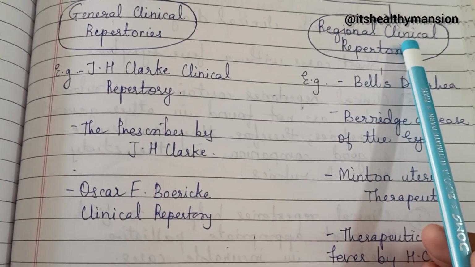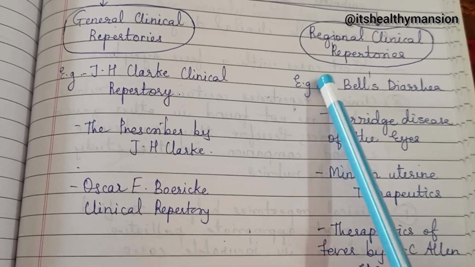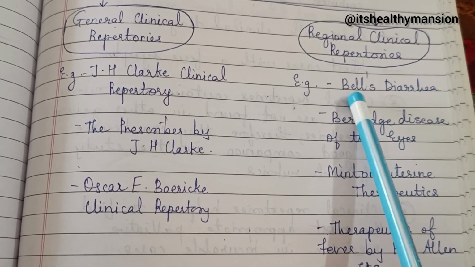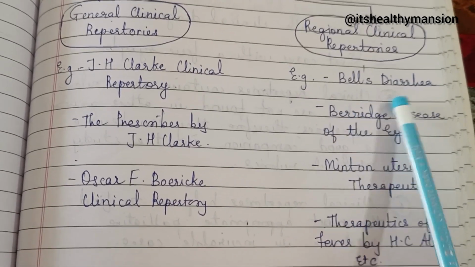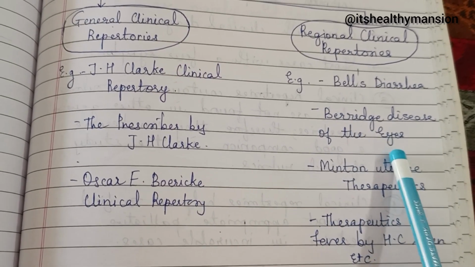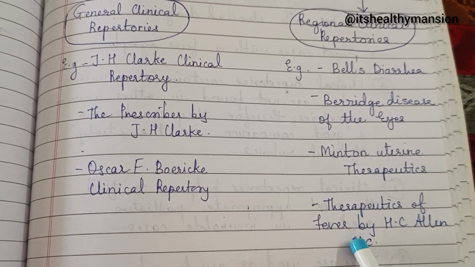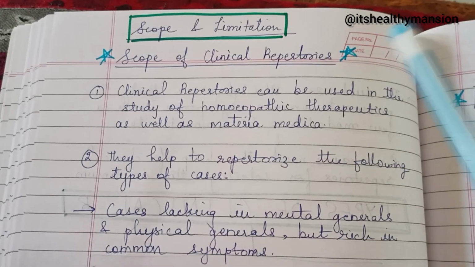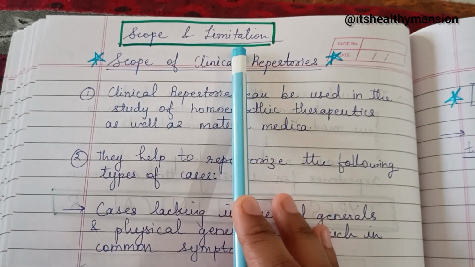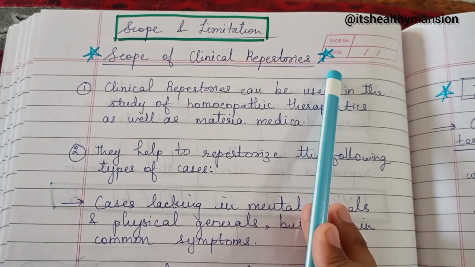Now, regional clinical repertories, examples; the most famous questions asked in exams are these: Bell's Diarrhea, Berry's Disease of the Eyes, Minton's Uterine Therapeutics, Therapeutics of Fever by H.C. Allen. Now let's see the scope and limitation of clinical repertories.